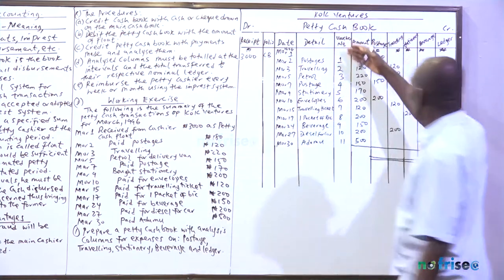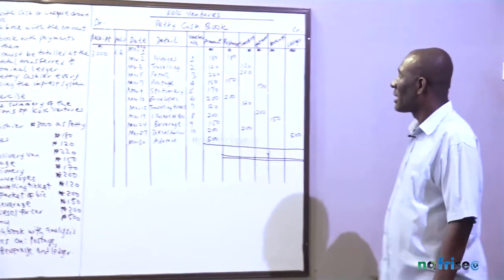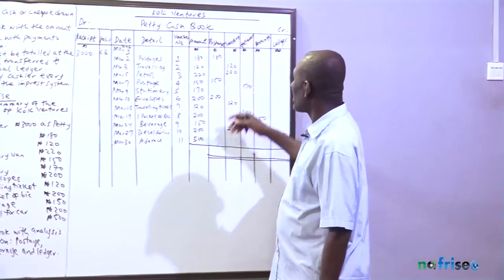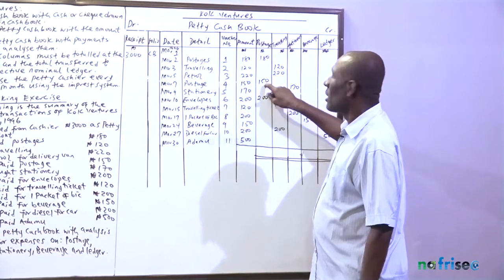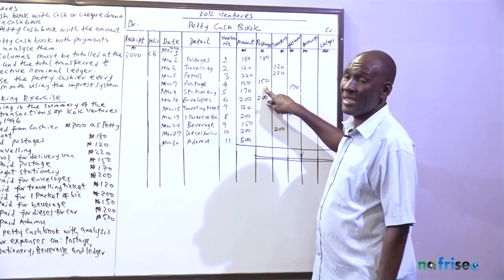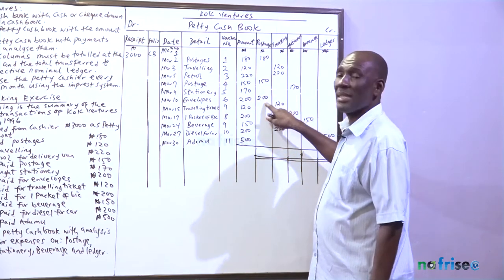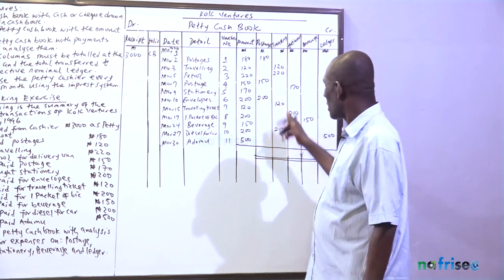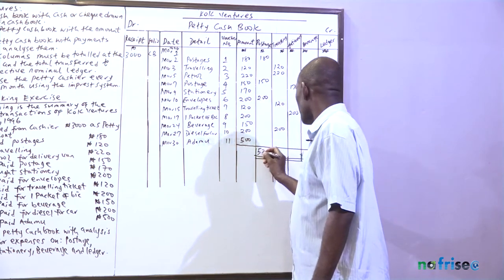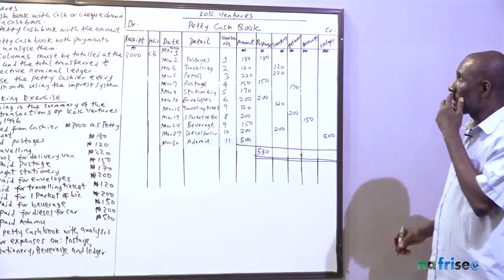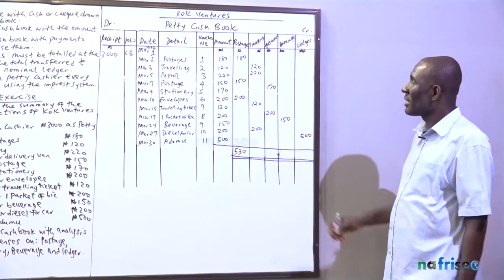But the amount column will remain open because you have to balance it. Now, let's start with this. 180 plus 150 is 330. Use your calculator. It will be 330. 330 plus 200 will give us 530. So total postages is 530.